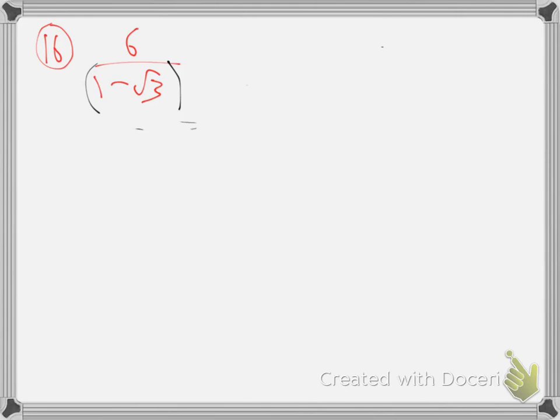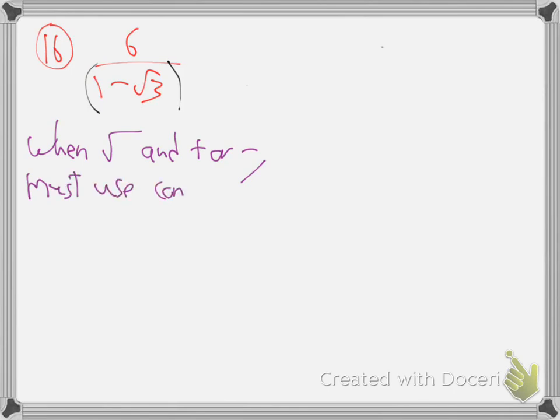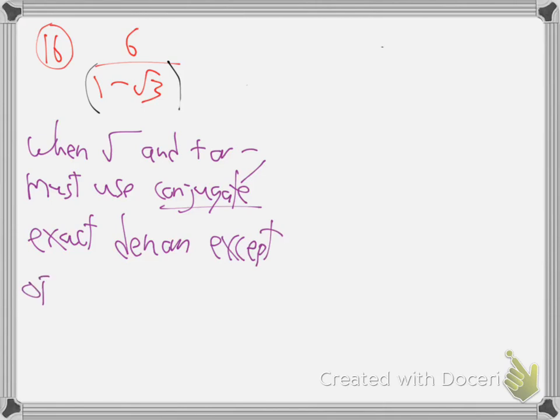What do we do when you have a plus or minus on the bottom like that? So let me write that. When you have a root and plus or minus, you must use what's called the conjugate. You heard of that before? It's so important. It's got its own name. It's a conjugate. What does that mean? That means exactly the exact denominator except opposite sign in the middle.